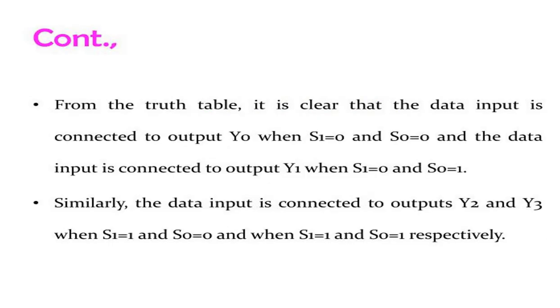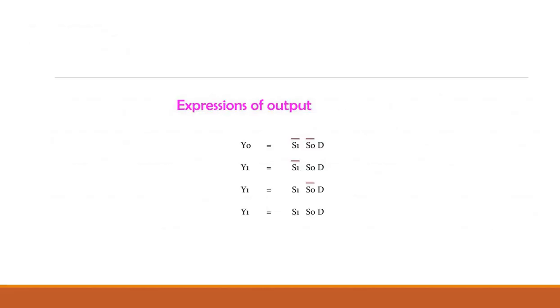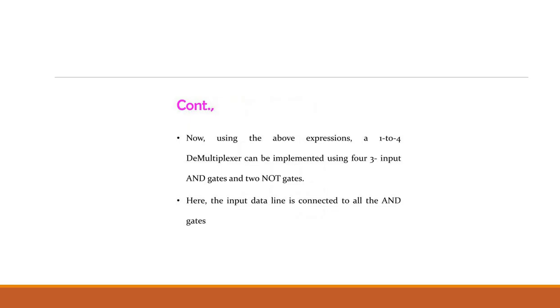From the truth table we can clearly observe that the data input is connected to output Y0 when S1 and S0 are 0, and to output Y1 when S1 is 0 and S0 is 1. Similarly, the data input is connected to outputs Y2 and Y3 when S1 is 1 and S0 is 0, and when S1 and S0 are 1 respectively. So this is the expression of the output of the demultiplexer. Using the above expression, a 1 to 4 demultiplexer can be implemented using 4 three-input AND gates and 2 NOT gates.